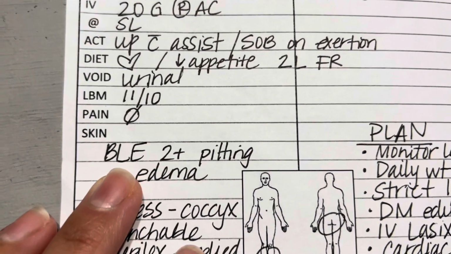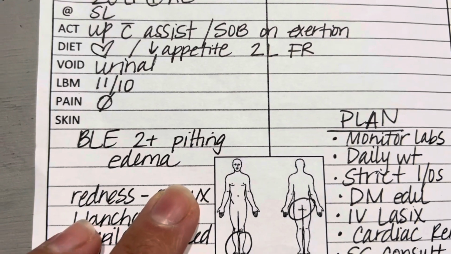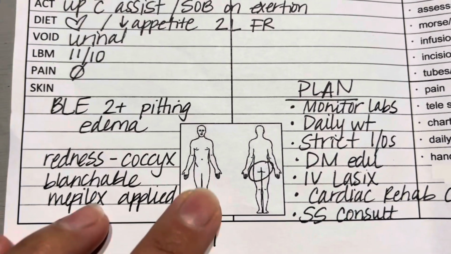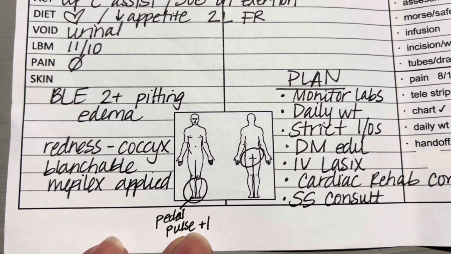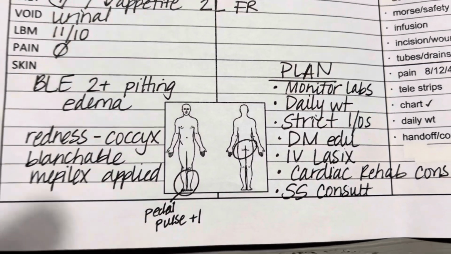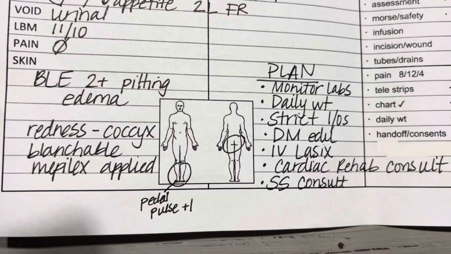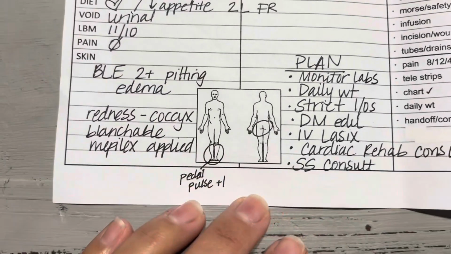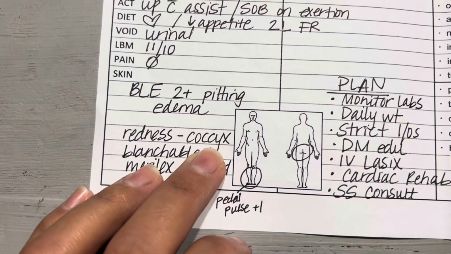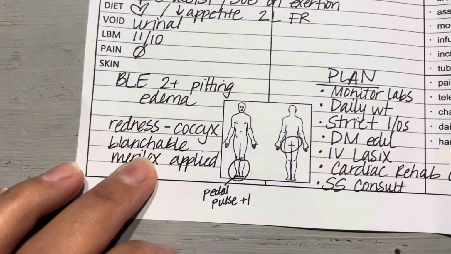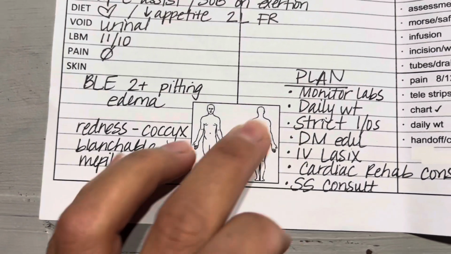Skin-wise, their bilateral lower extremities, they have 2+ pitting edema. I like to circle which leg it might be, if the report is telling me specifics of a location on the patient's body, or if they tell me pedal pulses are +1. Let's say in report they tell me there's redness to the coccyx, but it's blanchable and there's a Mepilex applied. So then I circle that here.